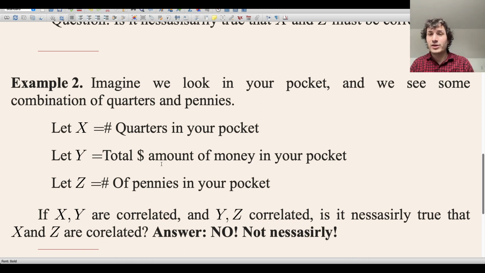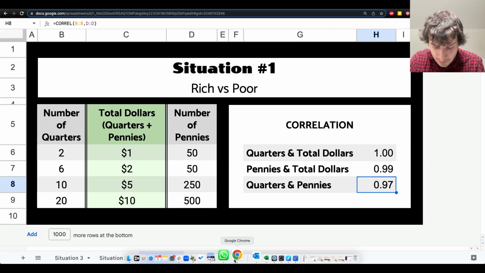If X and Y are correlated, they kind of go together, and Y and Z are correlated, they kind of go together. There's kind of like one force driving all of X, Y, and Z, and when that increases, it increases all of X, Y, and Z. So all of X, Y, and Z, any pair of them should be positively correlated. So that is a common way of thinking, but unfortunately, it is not always true. Not always true. And here is the example where it's not always true.